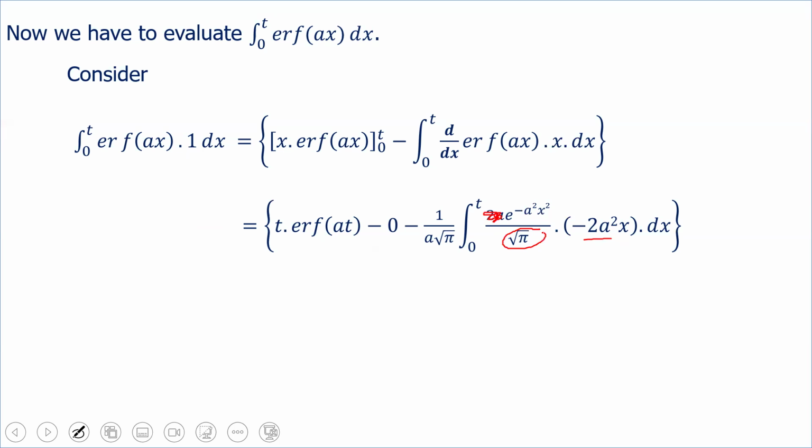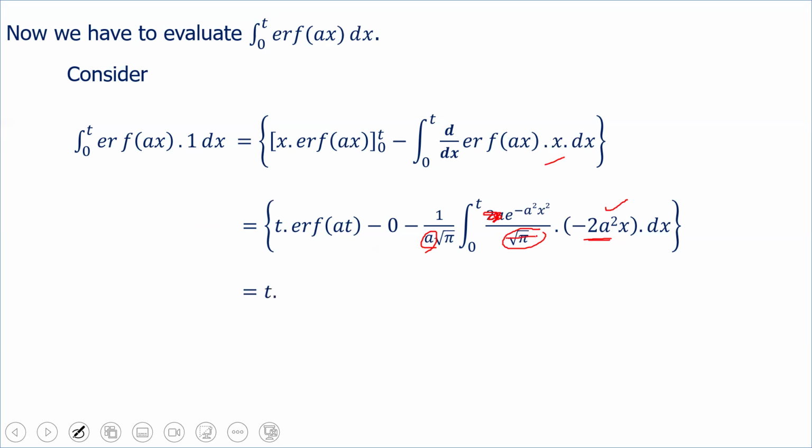Okay, is it clear, everyone? This is 2a. This 2a is over there, and since we want one more a, so we have divided and multiplied by a. x is already over here, and this we have taken this side.